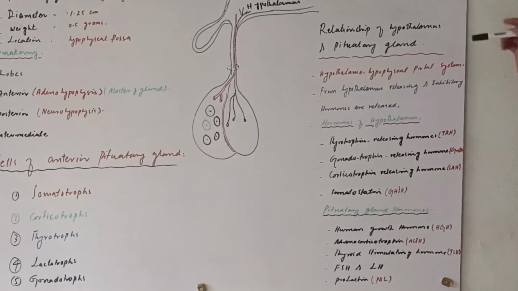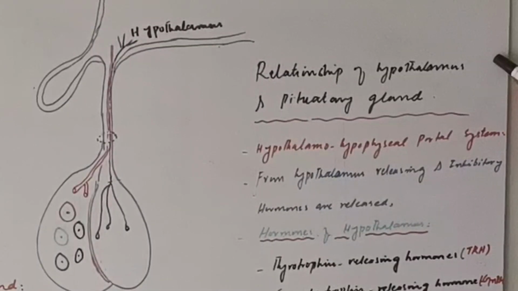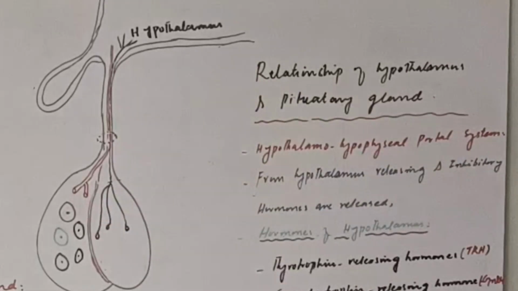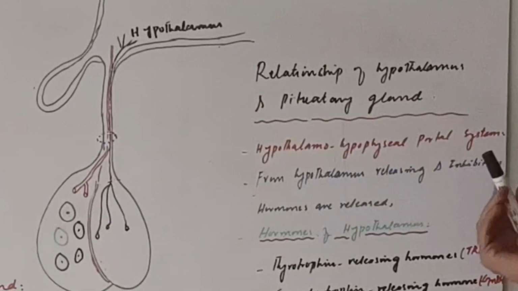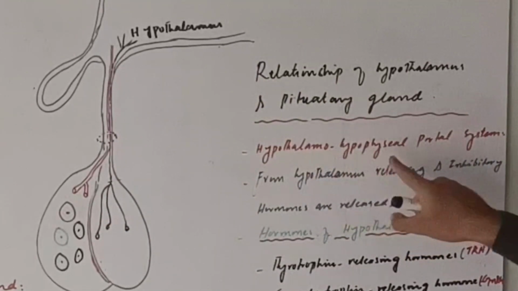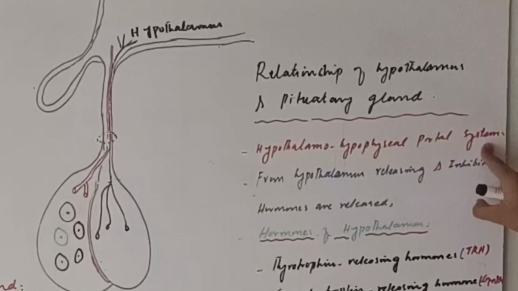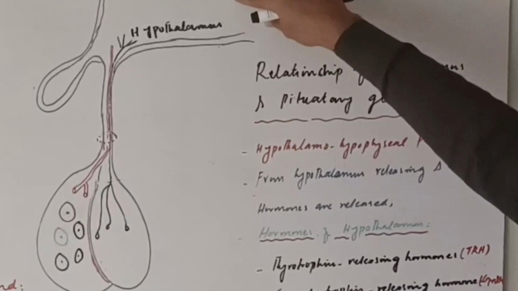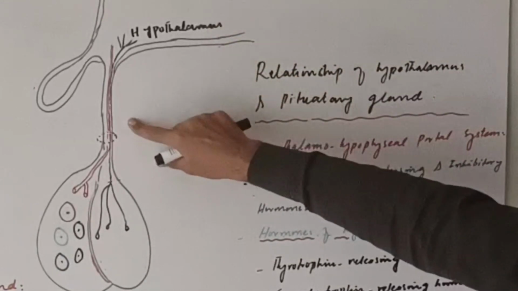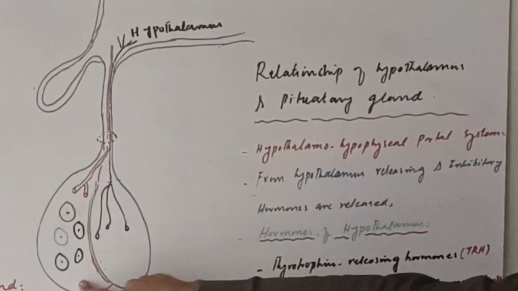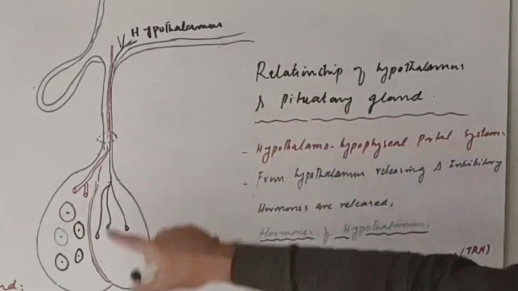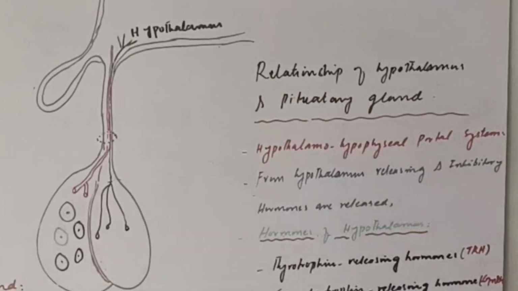Now what is the relationship of hypothalamus and pituitary gland? The blood vessels from the hypothalamus are going to the anterior pituitary gland, and these vessels are called the hypothalamo-hypophyseal portal system. The hypothalamus secretes various hormones which travel through the blood vessel into the anterior pituitary gland, and these hormones then act on the cells of the anterior pituitary gland. These cells then secrete the various hormones which I have discussed here.